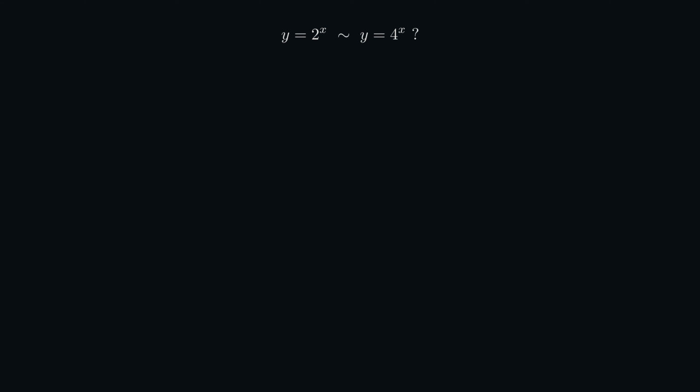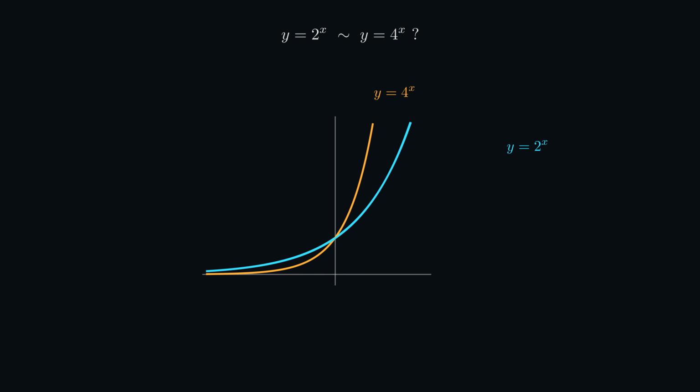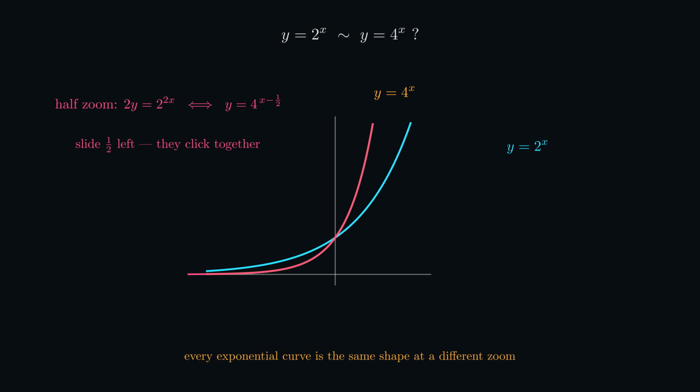Claim: the graph of y equals 4 to the x is similar to the graph of y equals 2 to the x. Not analogous, similar, as in same shape, different size. Shrink y equals 2 to the x by 1/2. By the rule, replace x and y by 2x and 2y. 2y equals 2 to the power 2x. Solve for y. y equals 4 to the x divided by 2, which is 4 to the power x minus 1/2. But that is exactly the graph of 4 to the x, slid half a unit to the right.